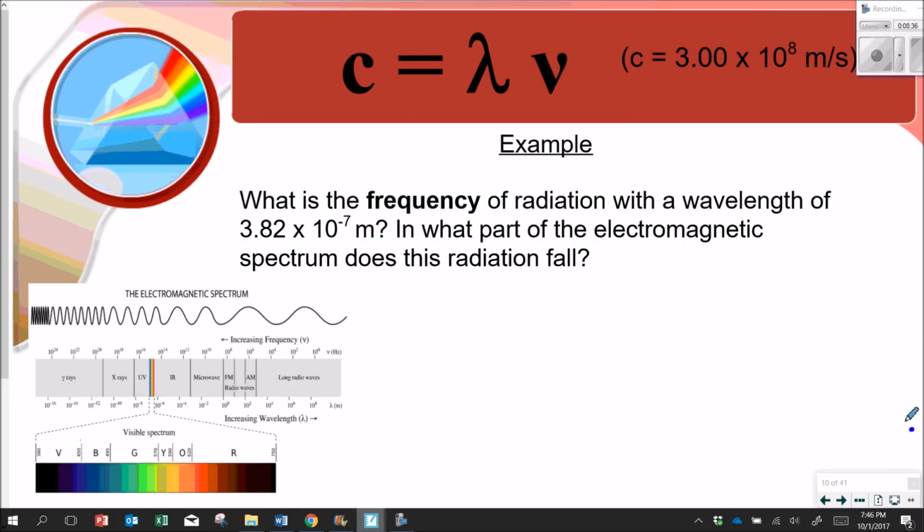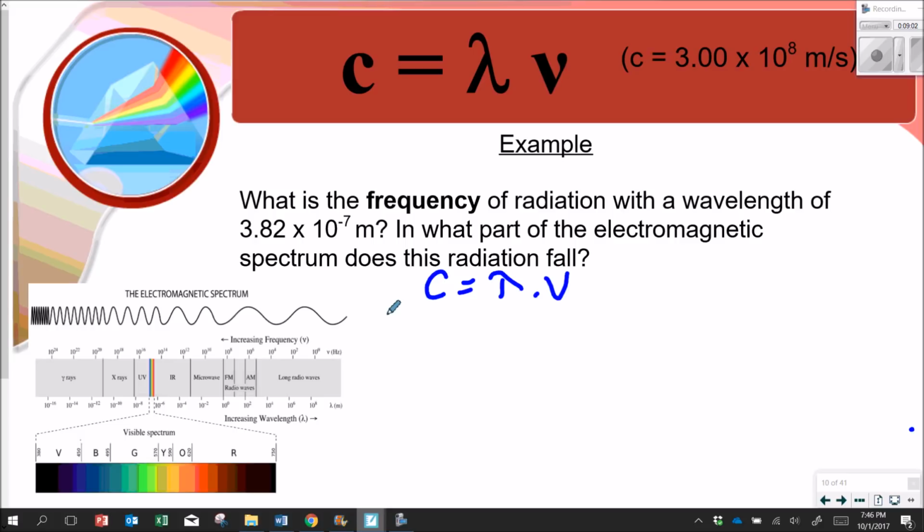Let's do an example calculation using our equation. The equation will be given to you on your formula chart also. What is the frequency of radiation with a wavelength of 3.82 times 10 to the -7 meters, and in what part of the electromagnetic spectrum does this radiation fall? As usual, we start with our equation. c equals lambda, the wavelength, times v, the frequency.